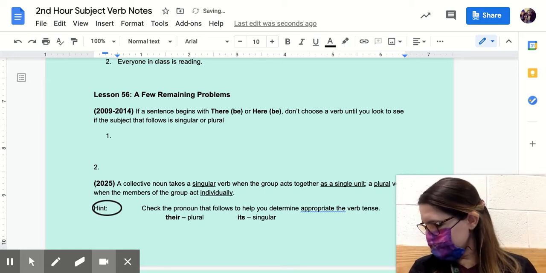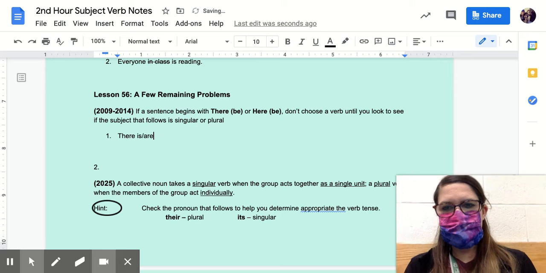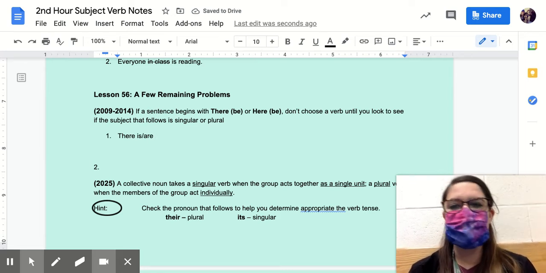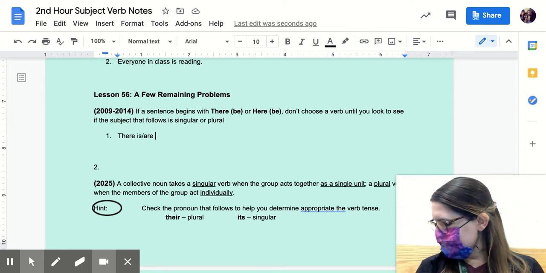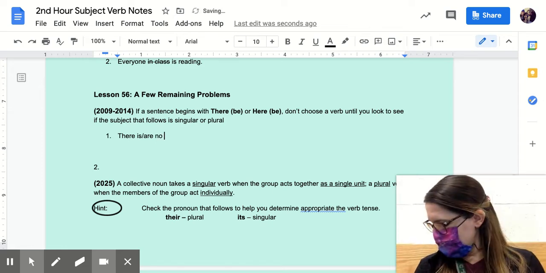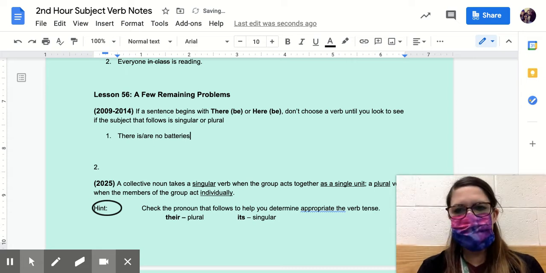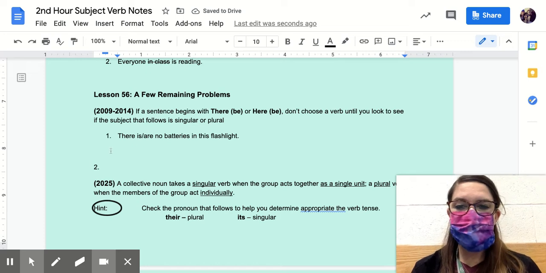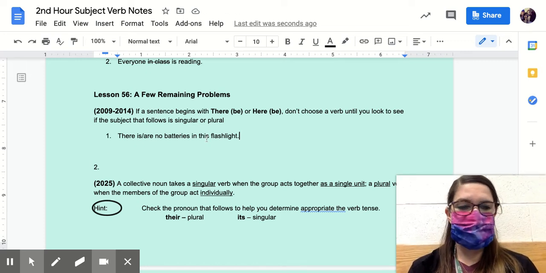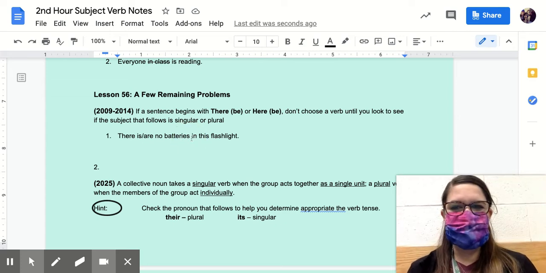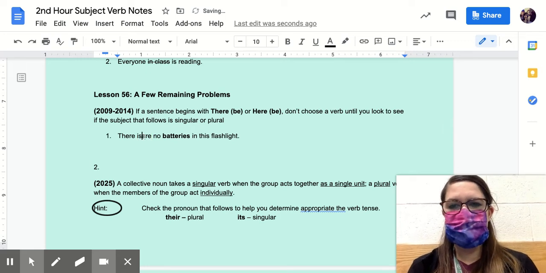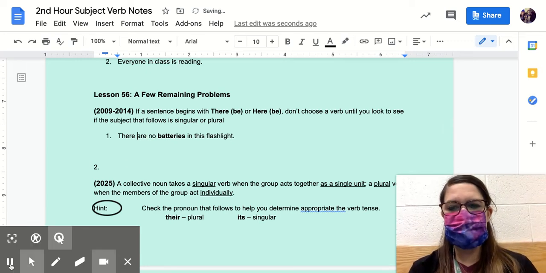So, for example, there is or are. Okay, right now, we don't know what we're talking about, right? We don't know what our subject is. We can't decide if it's singular or plural. So there is or are no batteries in this flashlight. Okay, so what in the sentence are there not? Batteries, so this is our subject. So then we know, since batteries are plural, we want the plural verb, are.